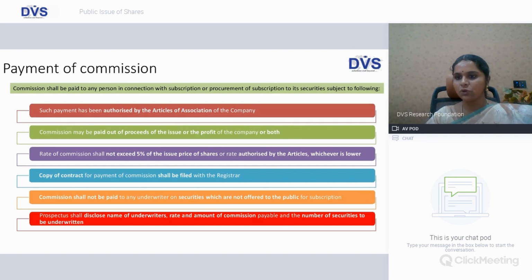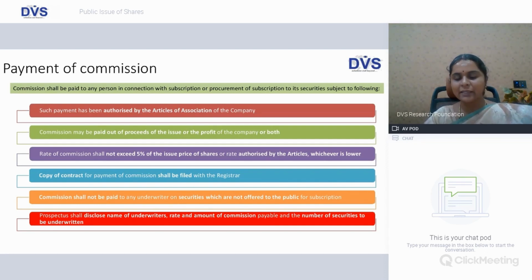So the company is allowed to make payment of commission. However, the following conditions shall be satisfied as provided in Rule 13. It shall be authorized by the Articles of Association and it may be paid out of proceeds of issue or profit of the company or both, and it shall not exceed 5% of the issue price or the rate authorized by the articles, whichever is lower. In the case of debentures, it is 2.5% or as permitted by the articles, whichever is lower. A copy of the contract shall be filed with the registrar with regard to the payment of commission.